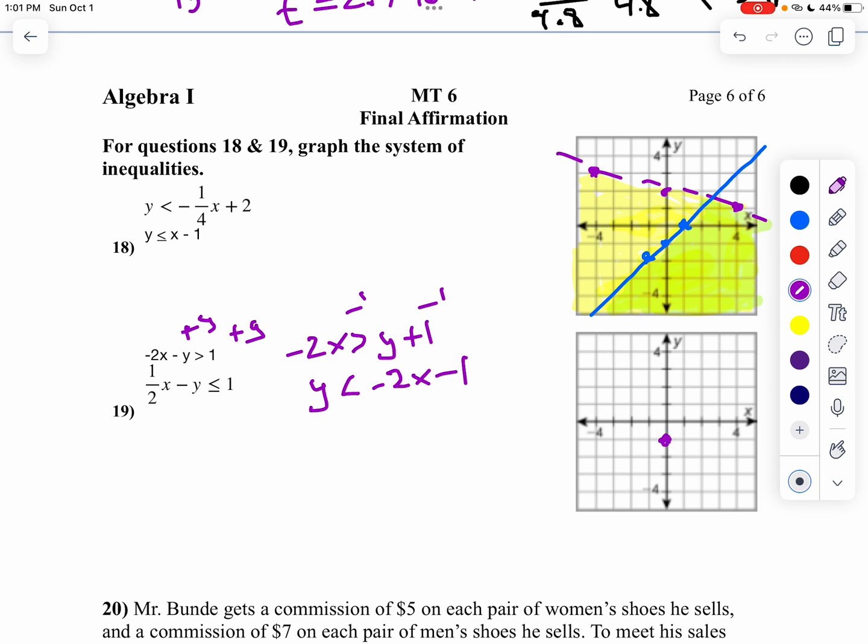So in that one, I'm going to go down 1. I'm going to go down 2 and over 1. And I'll go up 2 to the left 1. And then that's a dashed line again. And then when I do that, I want to shade below my line, because it's less than, because I flipped the y to the other side to keep it positive. I could have kept it on the left-hand side and then divided by negative and flipped it anyway, so no matter what you do, you end up with it being less than.